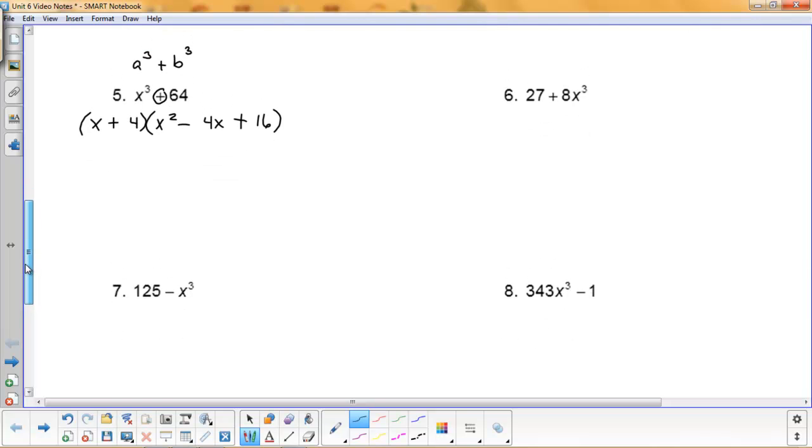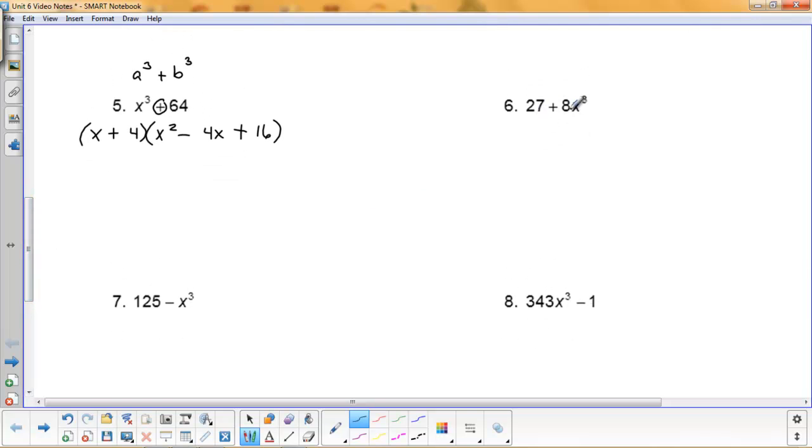Down here, question number 6. And then this one's going to be a cubed plus b cubed. Again, like before, you have to recognize this as a perfect cube. If this was 9, for example, which is not a perfect cube, this is not the sum of cubes. But because 8 is a perfect cube, we will go ahead and use it. So that means a is going to be 3, b is going to be 2x, and then we're going to do 9, 6x, and 4x squared.